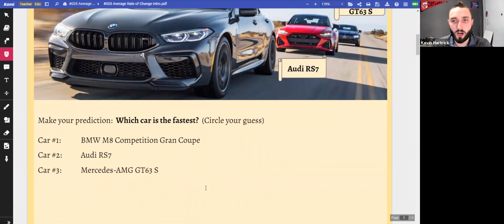But here we go. So make your prediction. Which car is the fastest? So you're going to circle your guess. I'm not going to make a guess. Maybe I'll tell you what my guess is later on. Obviously, I know the answer, but before I read the article, I did make a guess, but I'm not going to make one here. I want you guys to make your own, and then I'll tell you what my guess was later. Okay? I will see you guys on the next page after you make your guess.